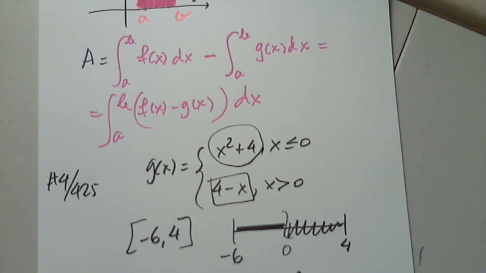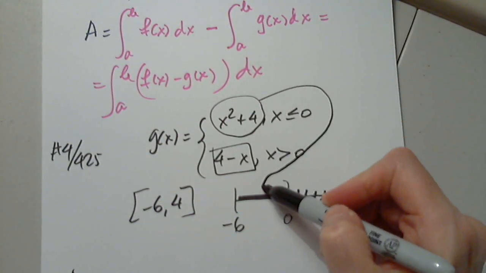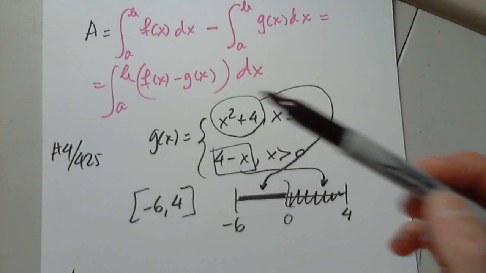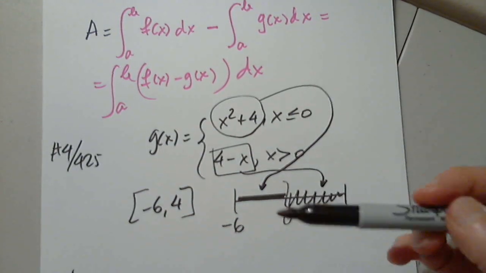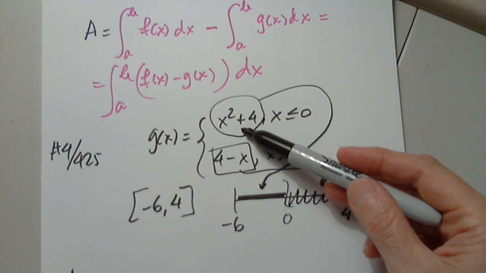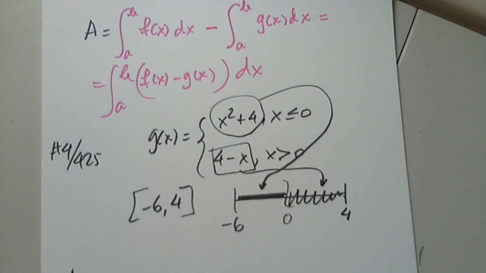tell me how you would write it. It's okay if you're wrong. Just tell me what you think. So how will I write the area under the graph of g of x between negative 6 and 4, knowing that the portion between negative 6 and 0 goes with this function, and between 0 and 4 goes with this function? Any suggestions?